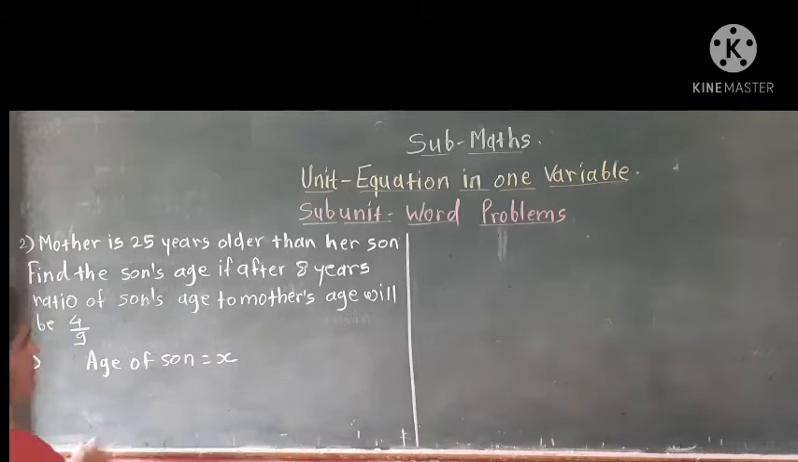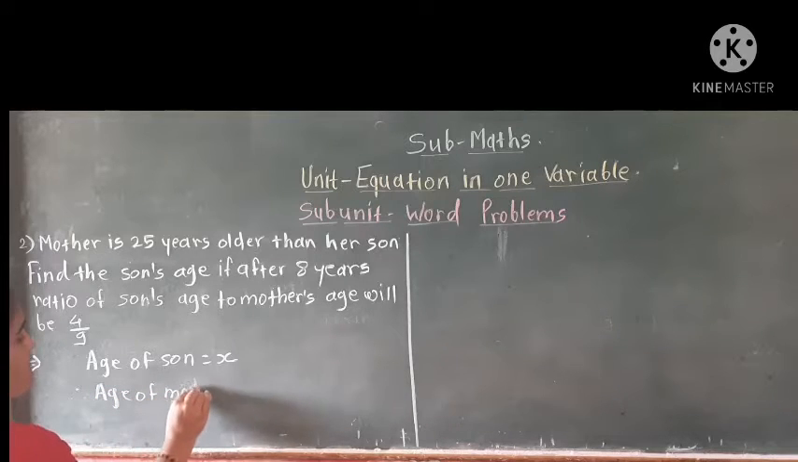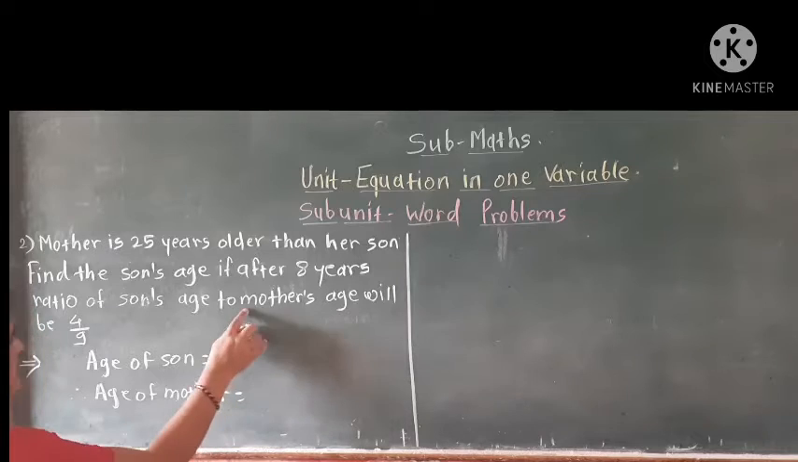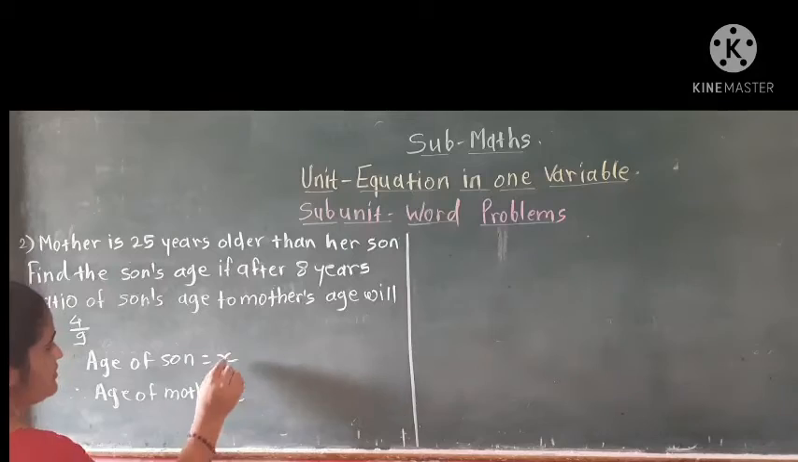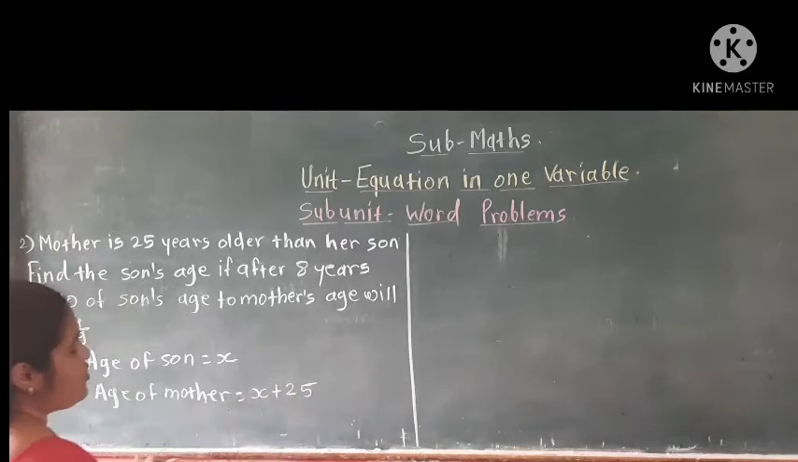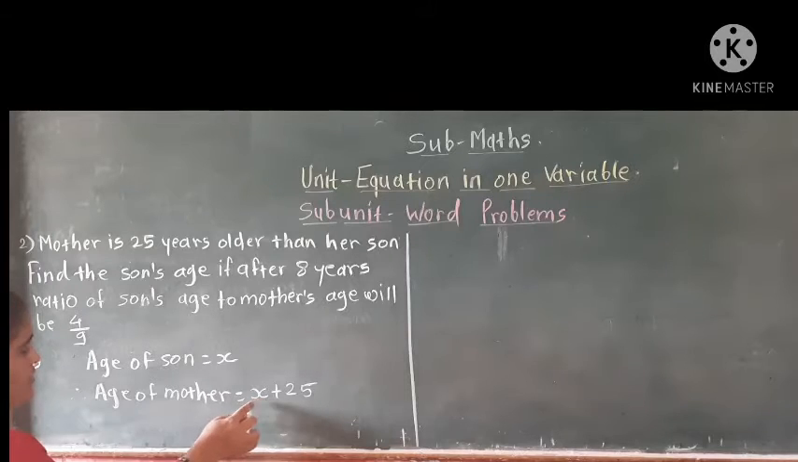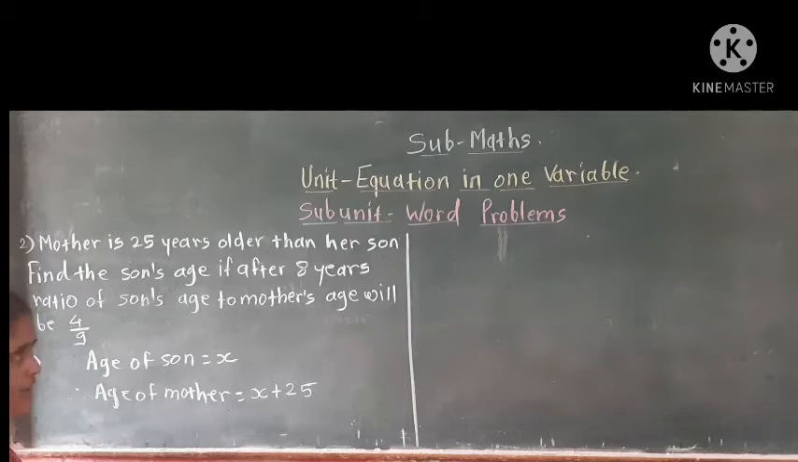Age of son is x here. Then what will be the age of mother? In that given example, mother is 25 years older than her son. Means mother's age is 25 years more than his son's age. So therefore the age of mother is x plus 25.